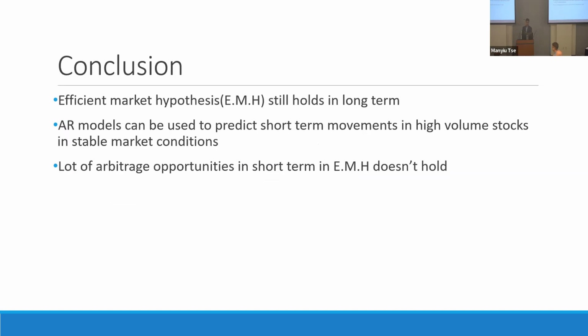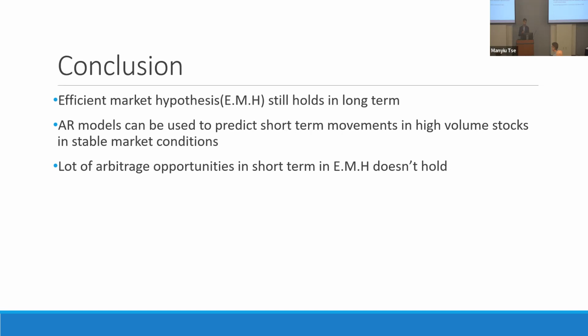So let's look at the conclusion. We determined that the efficient market hypothesis, which is the famous theory in finance, still holds in the long term, even though from the S&P 500, it seemed that it did not hold in the short term. But still, the autocorrelative models can be used to predict short-term movements in high volume stocks in stable market conditions. So if the stock has a high volume and high retail investing and the market condition is stable, we believe that the AR models can still be used.